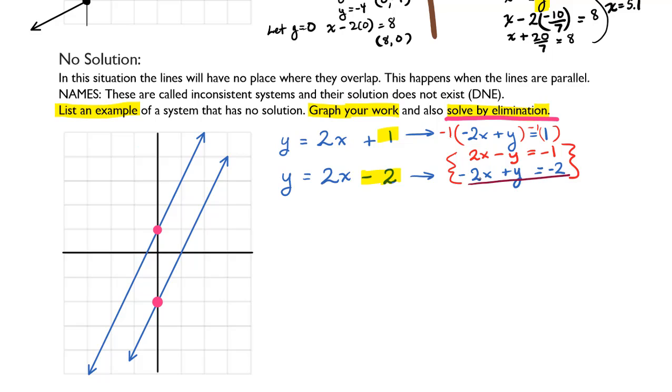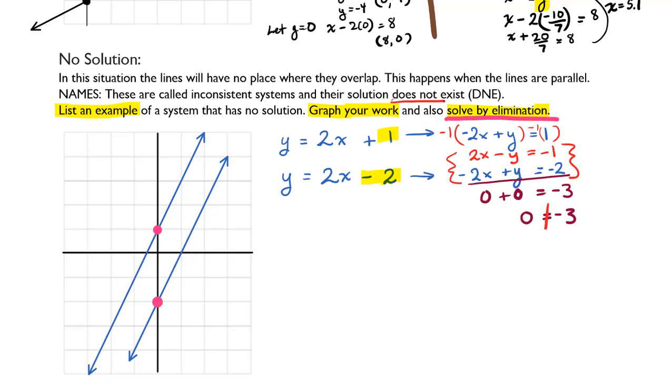So now if I combine the two equations, I get something very interesting happening. If I add the terms down, 2x minus 2x is 0. -y plus y is 0, equals -1 plus -2 is -3. So I get 0 is equal to -3. And that is definitely not a true statement. Those do not equal each other.